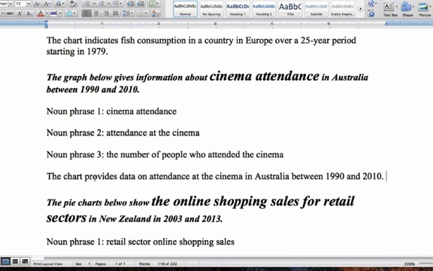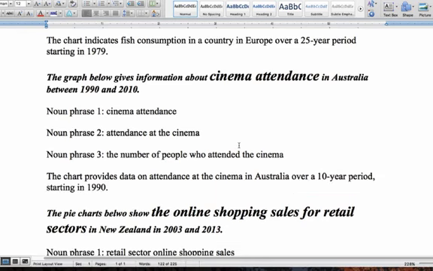Okay, the chart, the graph provides, gives, data on, information about. Noun phrase 1 becomes noun phrase 2. In Australia between 1990 and 2010. Okay, let's do this. Right, that's better.